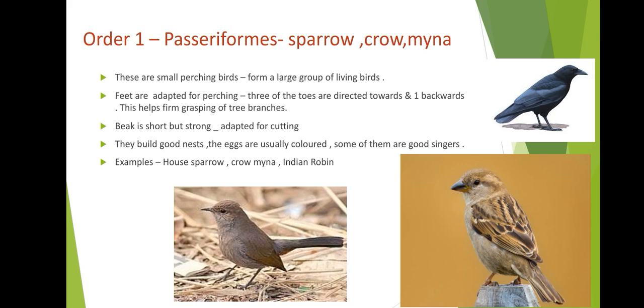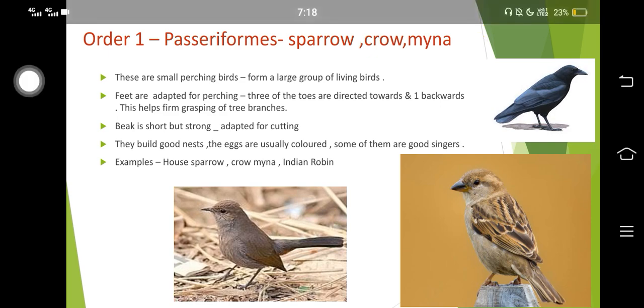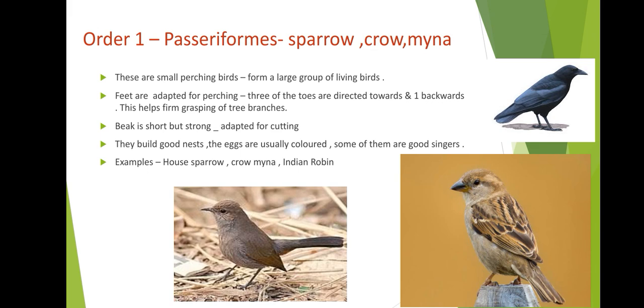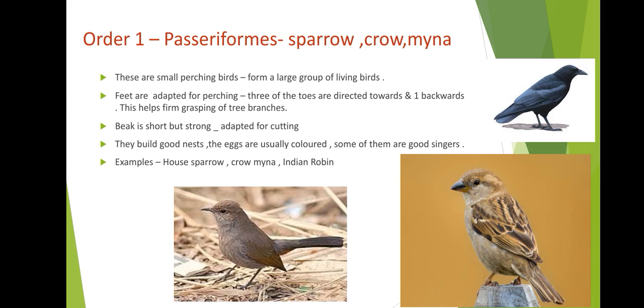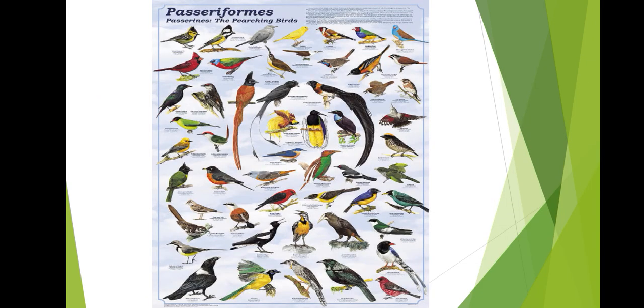This superorder Neognathae is further divided into four forms: the Passeriformes, Cuculiformes, Psittaciformes, and the Anseriformes. The order Passeriformes are small perching birds that form a large group of living birds, and their feet are adapted for perching. Perching means they use it for sitting. Beak is short but strong, adapted for cutting. They build good nests. The eggs are usually colored, and some passeriforms are good singers. Examples: sparrow, crow, myna, and Indian robin. These are all passeriforms.